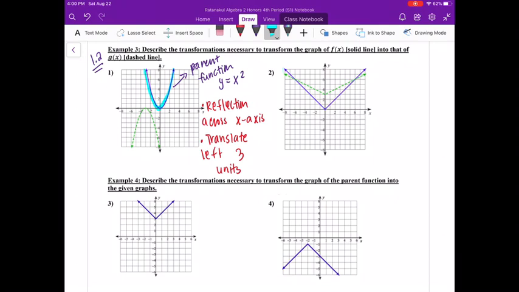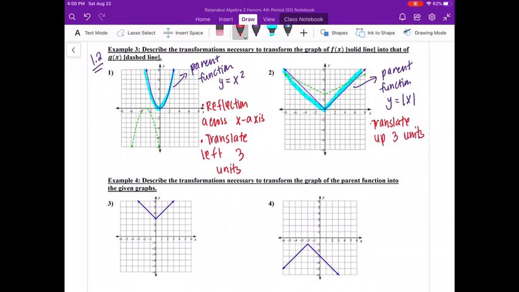Same idea for the second one. So here, if you remember way back in Algebra 1, a V represents your absolute value. So this is the parent function for an absolute value graph. That's with the bars. So we're thinking, how do we get my parent function onto my new function? So I notice that I definitely need to translate my graph up 3 units.